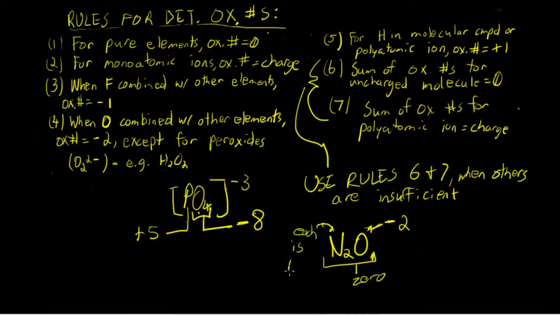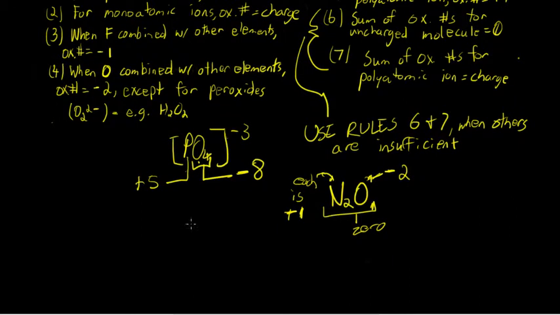which is +1. So we used the fact that we knew the oxidation number of oxygen, and we knew that the sum of oxidation numbers for this uncharged nitrous oxide is 0. So we were able to figure out the oxidation number for each nitrogen atom here in this molecule. One more example.